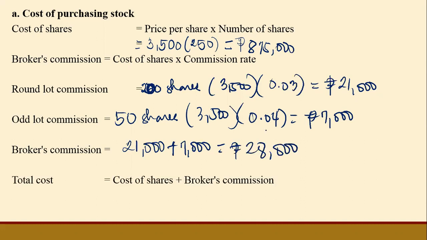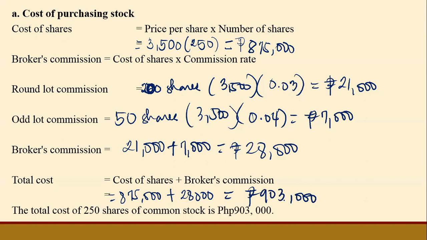So the total cost is now equal to 875,000 plus 28,000, which is equal to 903,000 pesos. So the total cost of 250 shares of common stock is 903,000 pesos.